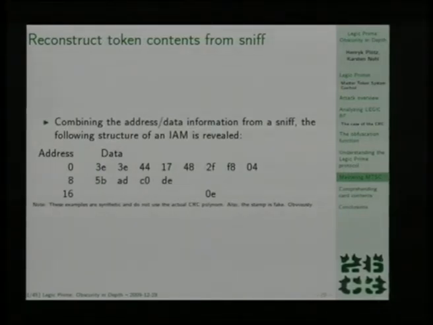This is an IAM card. Again, this is a synthetic example. You see the UID at the beginning. This is the UID, then there's a CRC, then there are 2 bytes that somehow seem to determine the token type, and this is the stamp of this master token which I created for myself. And at the end there's something that will turn out to be a CRC.